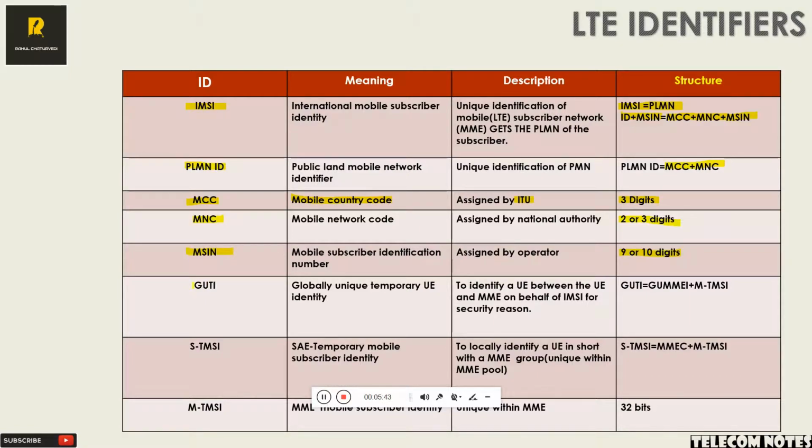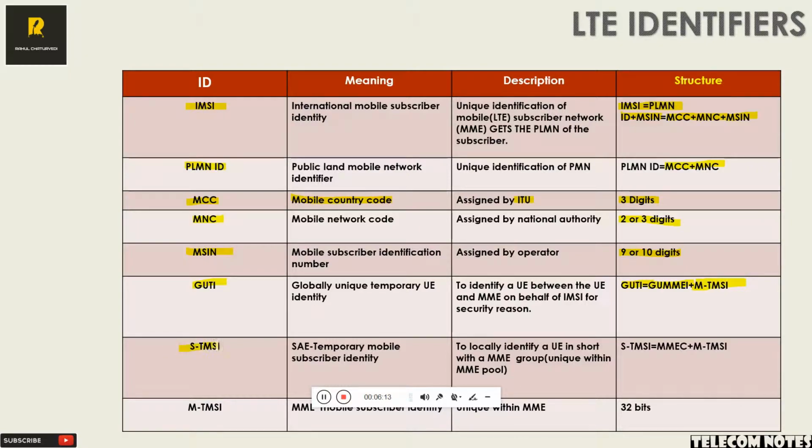Coming to GUTI, globally unique temporary UE identity, to identify a UE between the UE and MME on behalf of IMSI for security reasons. GUTI is actually the combination of GUMMEI, that is GU MME ID, the globally unique MME ID, and MTMSI.